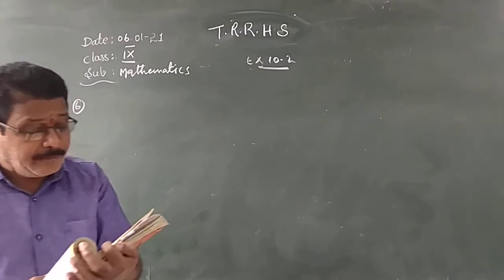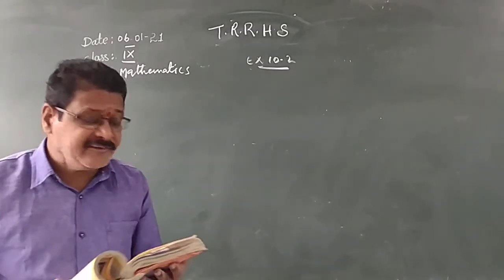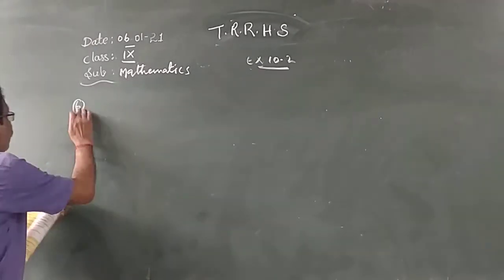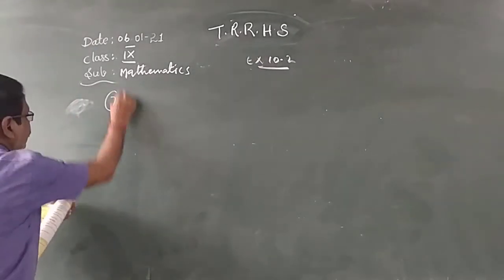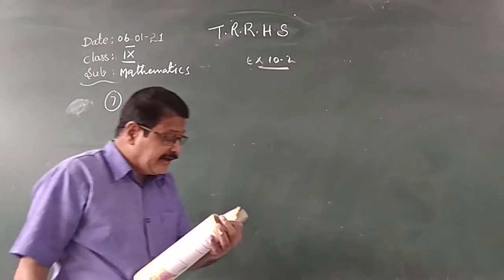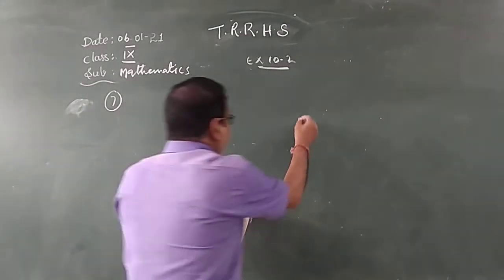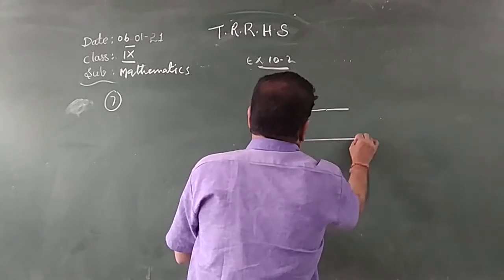I hope it is already completed. In the last class, the 6th problem I explained. Now we go for the 7th problem. The diameter of the road roller is 84 centimeters. This is the road roller.